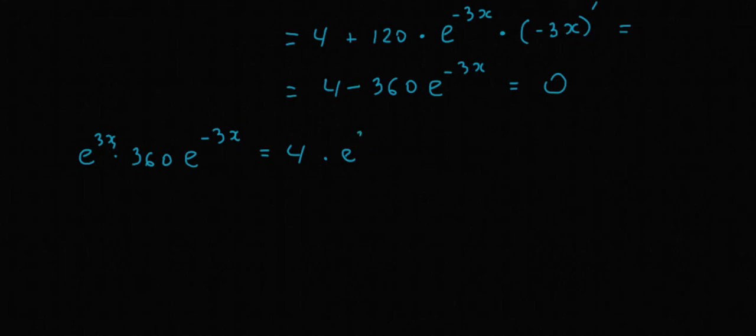The reason I would like to do that is because the exponent of the exponential term on the left-hand side is negative 3x. I would rather work with e to the power positive 3x, although it makes no big difference. Now, e to the power 3x times e to the power negative 3x, that is 1, and so those two cancel out. And then if we now divide both sides by 4, we'll be able to solve for e to the power 3x. It's going to be 360 divided by 4, and that's 90.